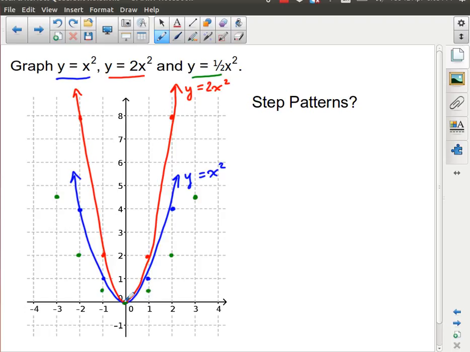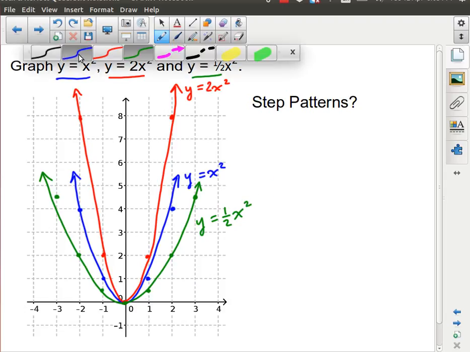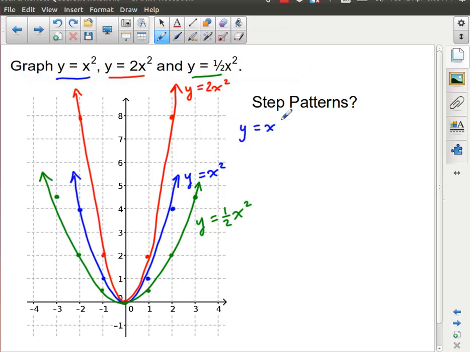And try to do a smooth curve. Y equals 1/2 x squared. So what do we notice about our step patterns? Well, let's have the parent function. So this is y equals x squared.